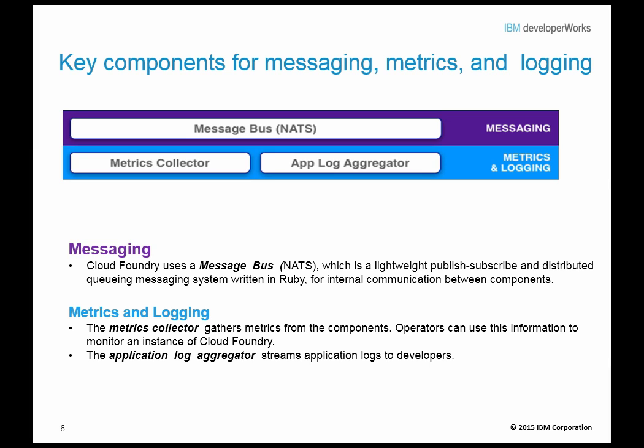The key component of messaging is the message bus. Cloud Foundry uses NATS, a lightweight publish-subscribe and distributed queuing messaging system written in Ruby, for internal communication between components. For logging and statistics, the metrics collector gathers metrics from the components.